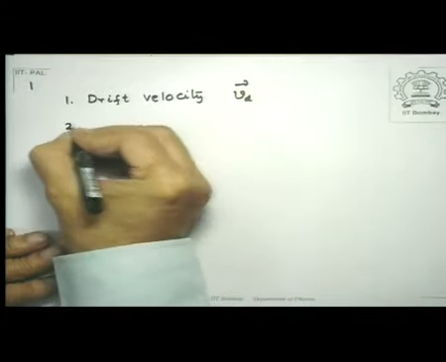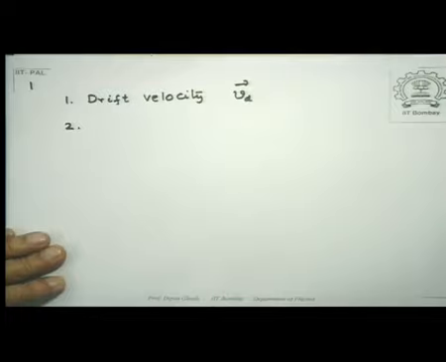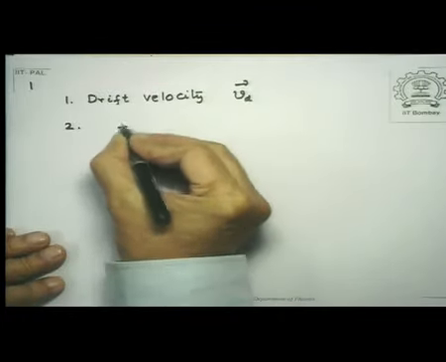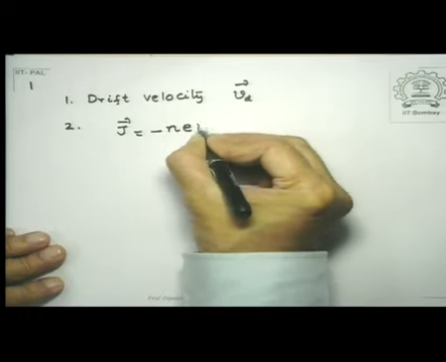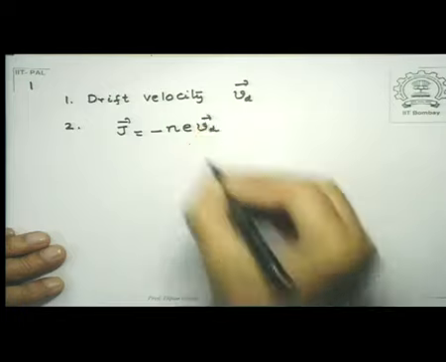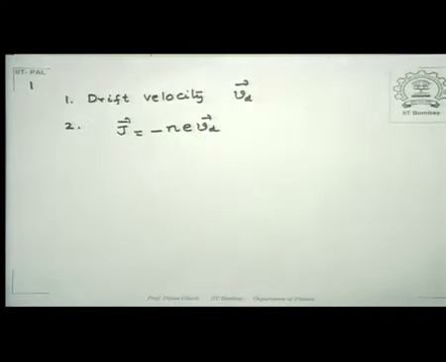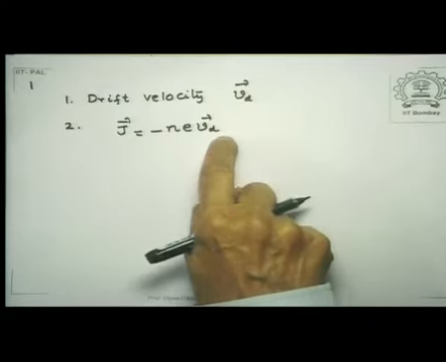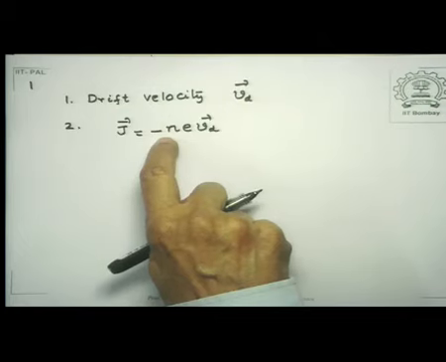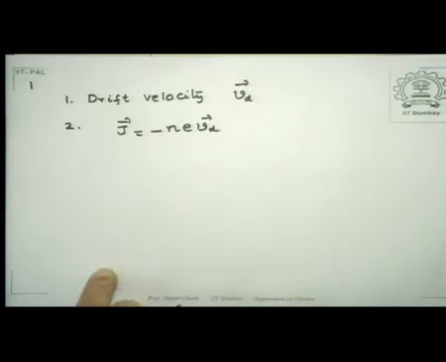We had obtained a relationship between the drift velocity and the current density by saying that J is related to the drift velocity by minus N e Vd, where N is the number density of electrons, e is the charge, and this J and the drift velocity have a relative minus sign between them. That is simply because we are talking about the velocity of electrons, whereas the positive current is defined as the direction in which the positive charges move.